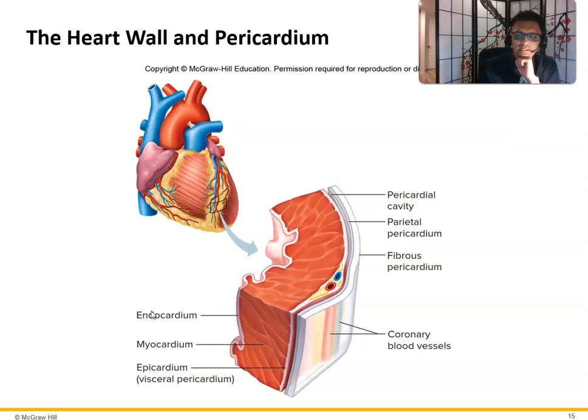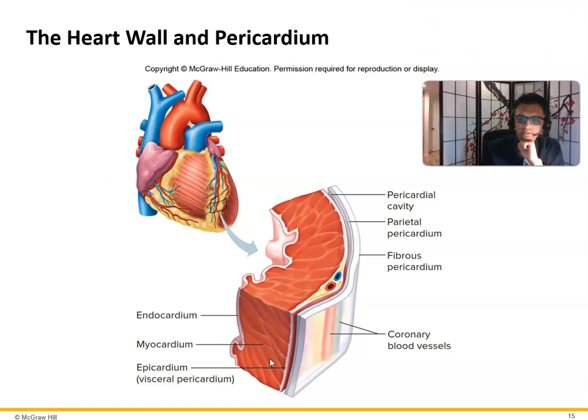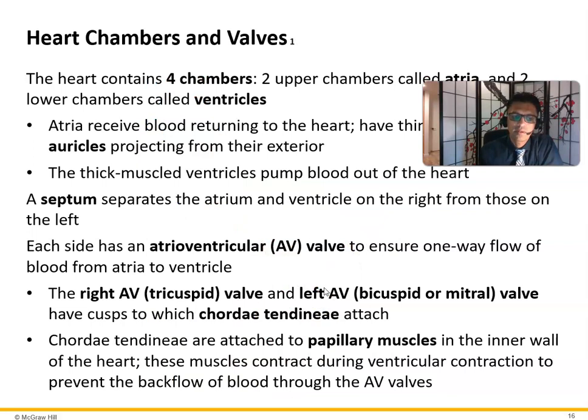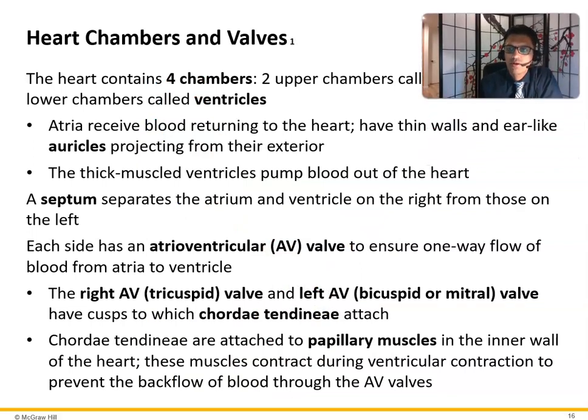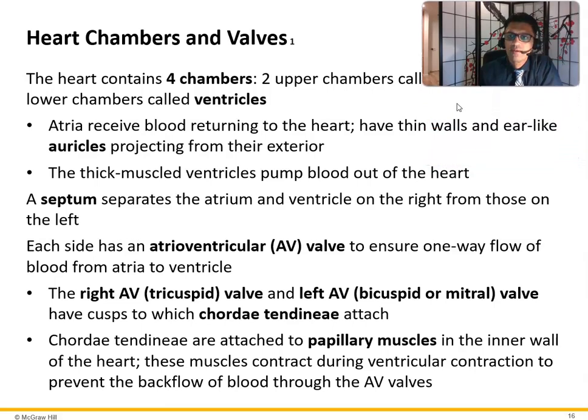So again, here's a nice little diagram of the layers. You have the thick outer fibrous pericardium, then you have a parietal pericardium, then you have fluid in between inside the pericardial cavity. Then you have the visceral pericardium, which is the outer layer of the heart. Then look how thick this myocardium is. Looks like salmon, tuna. And then you have the inside, which is the endocardium. Okay. All right, we'll talk about the chambers in the heart in the next section so that you can get a little break here.